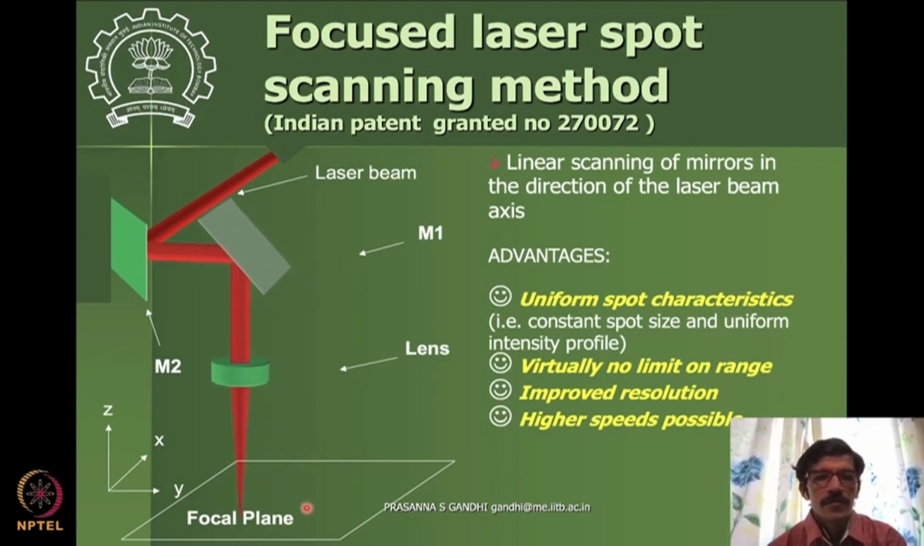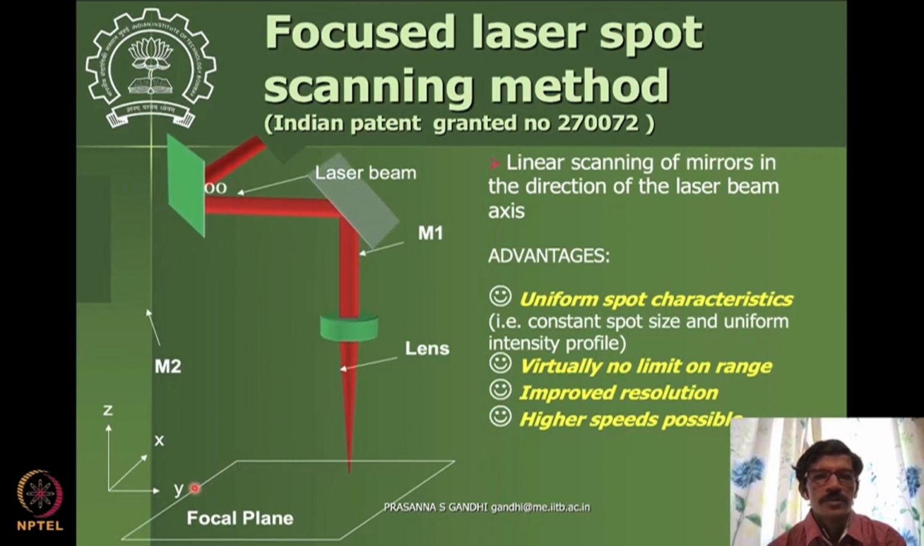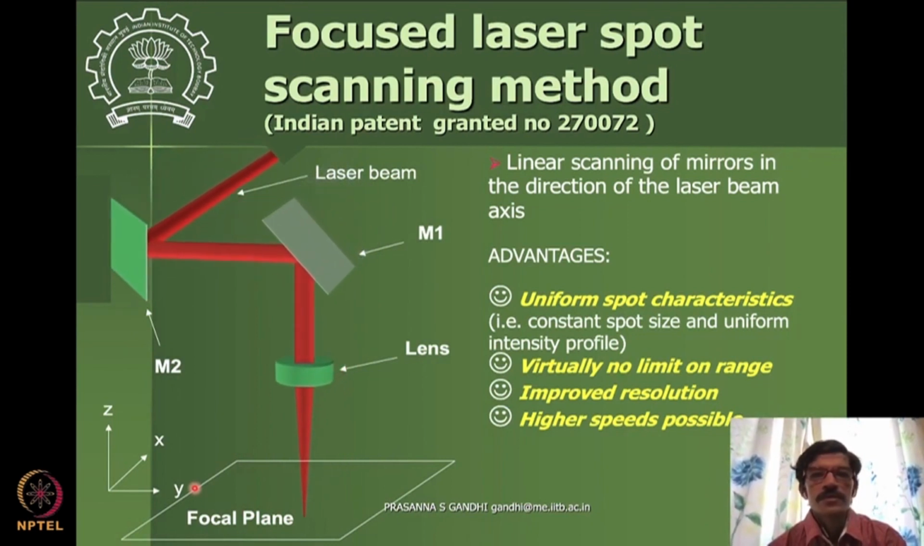Then you can see that on the focal plane, the laser focus remains exactly at the focus all the time, at the entire point on this plane, and the same thing can be done with the other direction also. So x and y direction scanning can happen in this fashion. There are many advantages: your spot characteristics remain uniform, so you can increase the range to whatever dimension you want to scan. That's why there is no limit on the range, and you have improved resolution with this kind of scanning system.